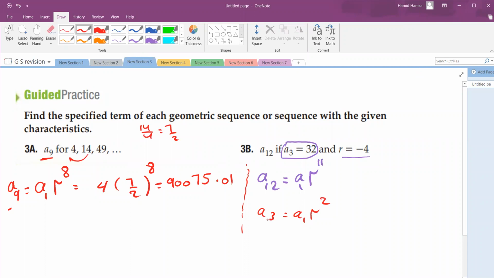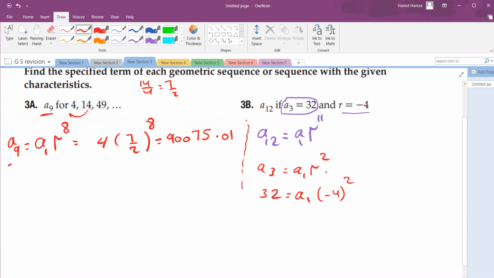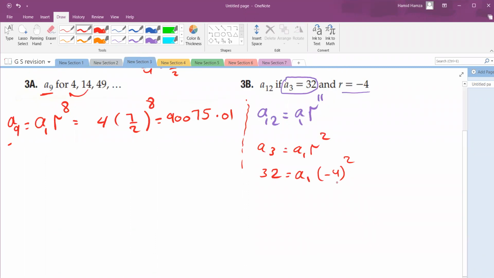So A3 is 32, so 32 equals A1 times r, which is negative 4, power 2, like this. So negative 4 power 2 is 16. So we will divide here by 16. So A1 will be 2. So now we can find A12 easily.